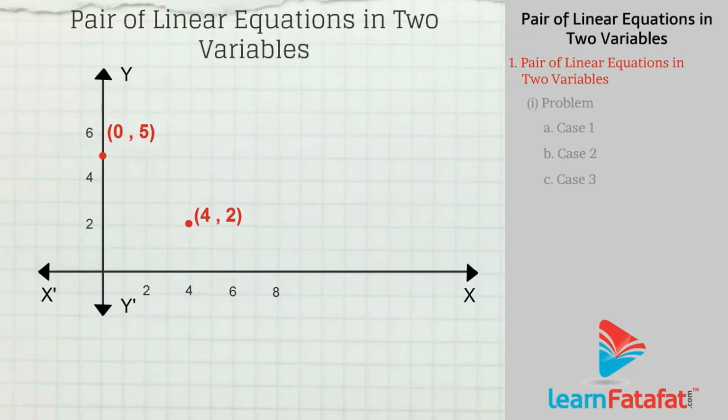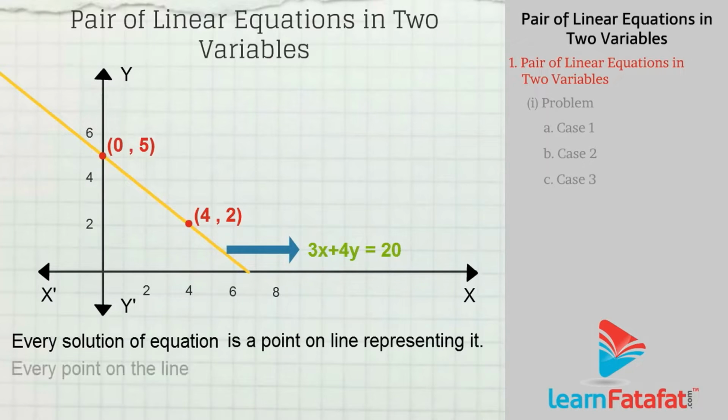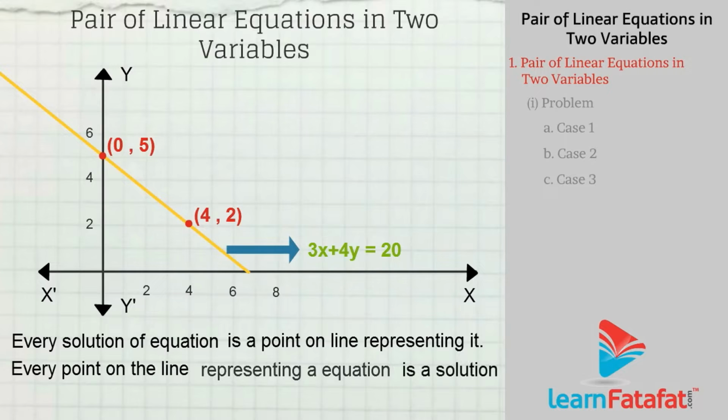Plotting these solutions, that is (4, 2) and (0, 5), the graph gives a straight line. Every solution of the equation is a point on the line representing it, and every point on the line representing an equation is a solution to the equation.